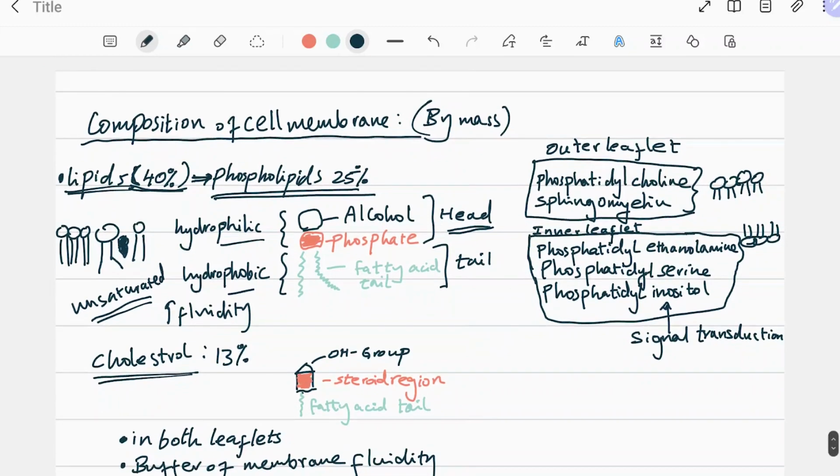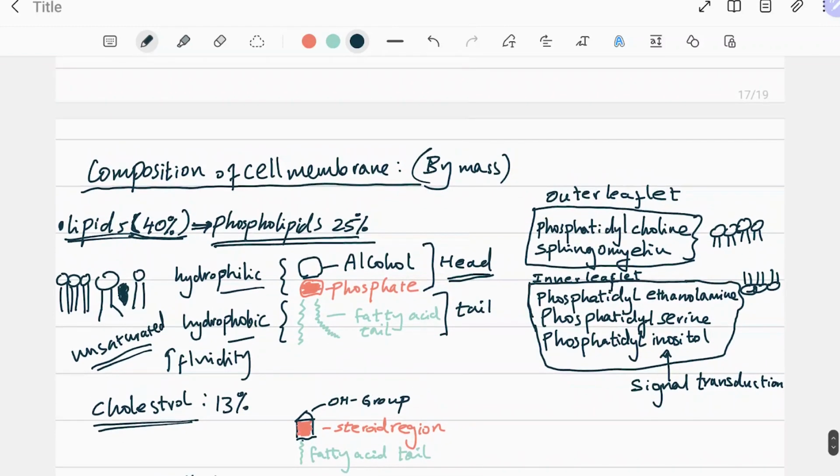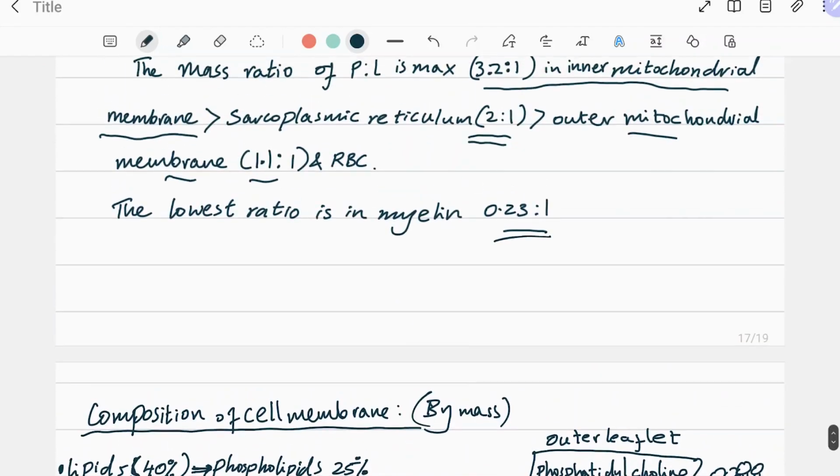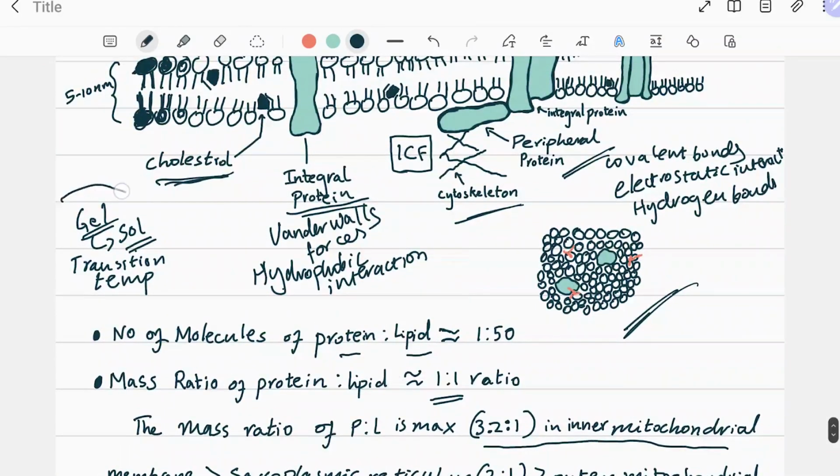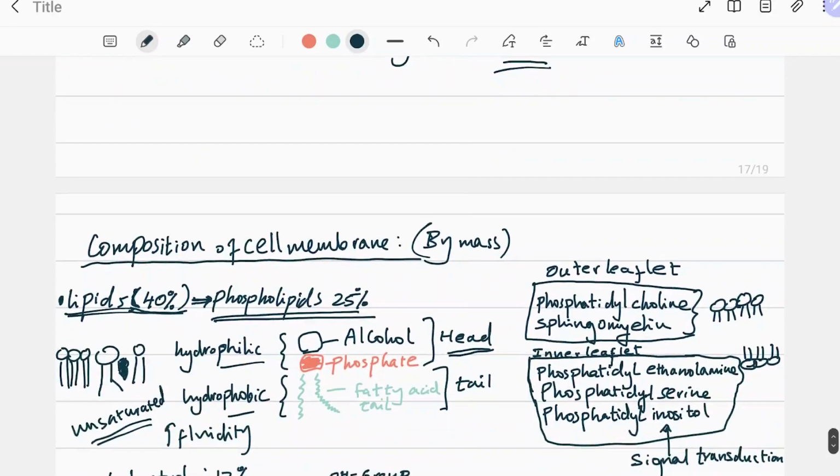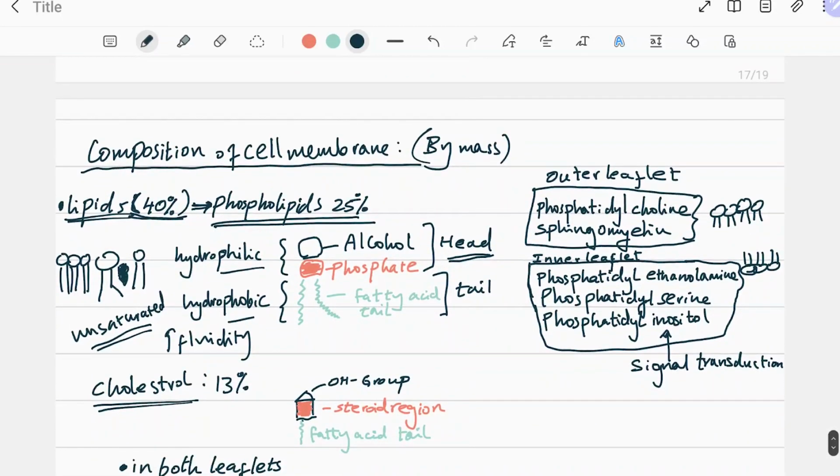Remember, cholesterol is a buffer for membrane fluidity. We'll go into that later. So the more unsaturated bonds you have in the fatty acid tails, the more kinks you will have, and you will increase the fluidity of the membrane, and you will lower the transition temperature of the cell membrane, meaning the temperature at which it transitions from gel state to sol state becomes lower. So you are able to have a more fluid membrane at a lower temperature, which is good, which is effective.